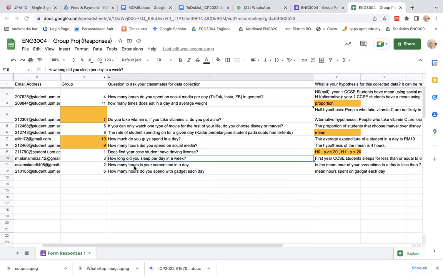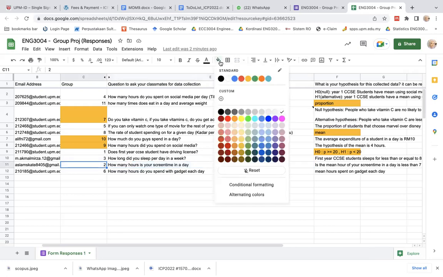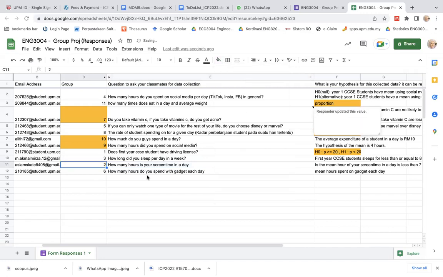And then for group number 2, how many hours is your screen time in a day? You have to change this because it is the same, unless you're talking about screen time that is not social media, social media plus working on laptop. So is that what you are asking? Or do you want to change this? Yes, doctor. So that's what you're asking. Okay, so you can have that. Sorry, no highlight. Number 6, how many hours do you spend with gadgets every day? I would say this is equivalent to screen time, actually, because your laptop is also a gadget. So number 6, please revise your question.